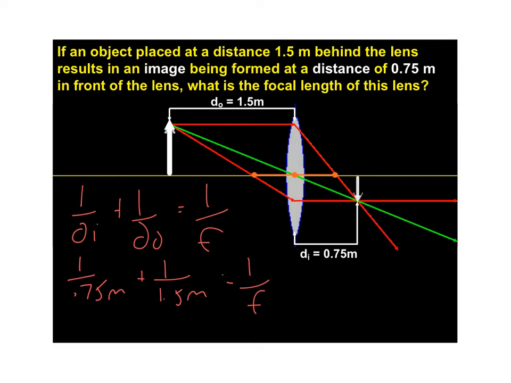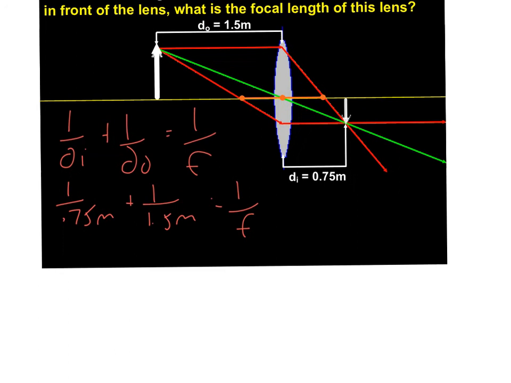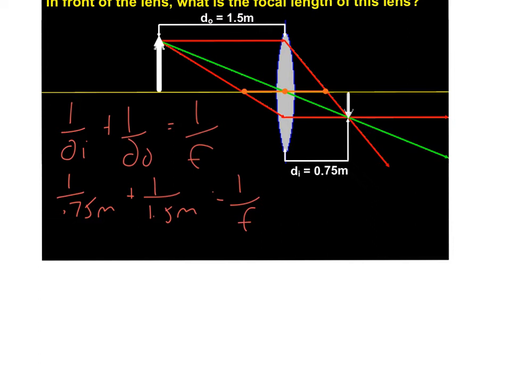So when we're doing that, what we're going to simply do here in my calculator is 1 over 1.75, and when I punch it in, I get 1.33, and that's inverse meters. Plus 1 over 1.5, which is 0.67 inverse meters, and that's equal to 1 over f.